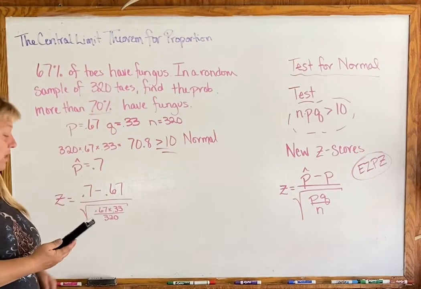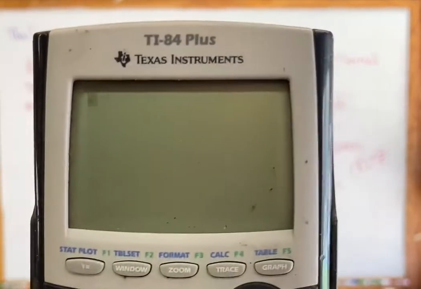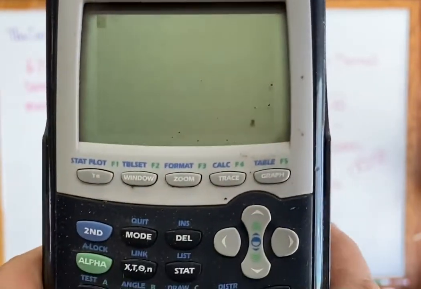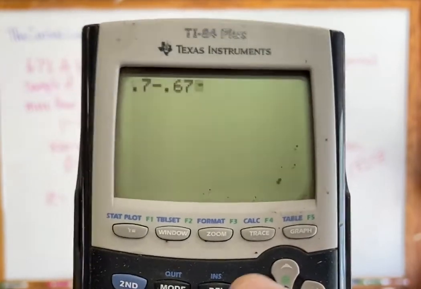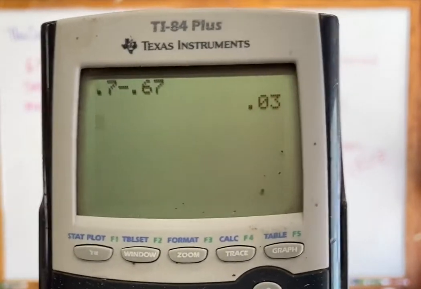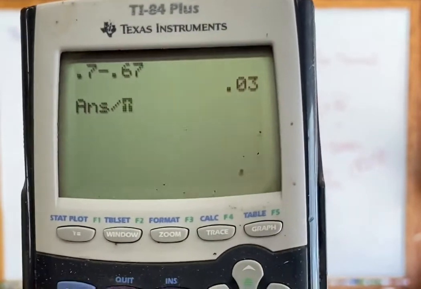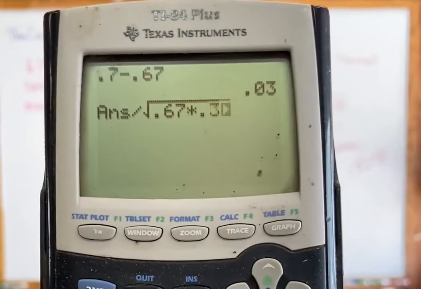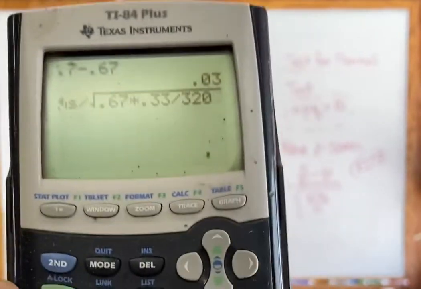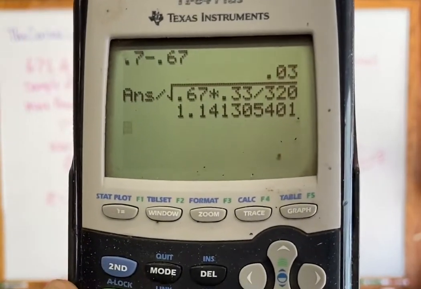Now, like I said, not hard to do this. So the idea here is that you start the way that we always do. Do the top first and hit enter, so 0.7 minus 0.67. That is the enter key, okay? Top first and hit enter as always, and then divided by, and then second square root, and then 0.67 times 0.33 divided by 320. You don't have to do anything else, that's it. Okay, hit enter. And I got 1.14.